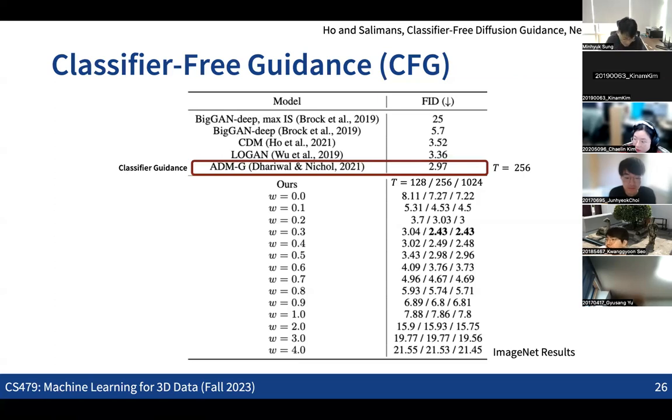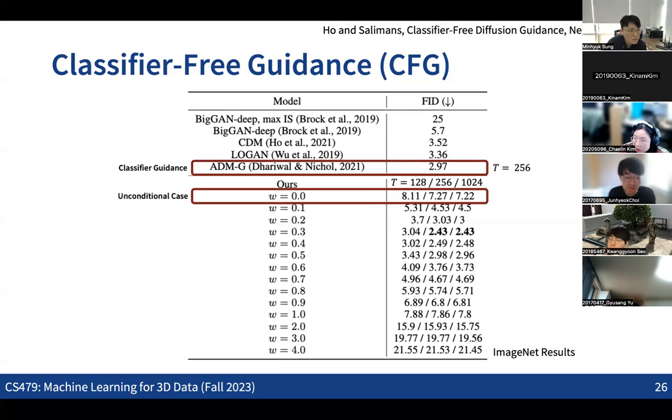So depending on which W, the weight, we choose in the classifier-free guidance, we can even achieve better results than the classifier guidance. So this is a very practical idea in terms of how we can leverage the extra class label information to get good quality in the generation.